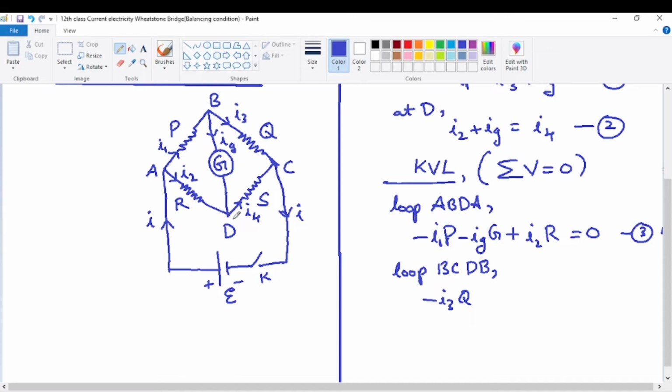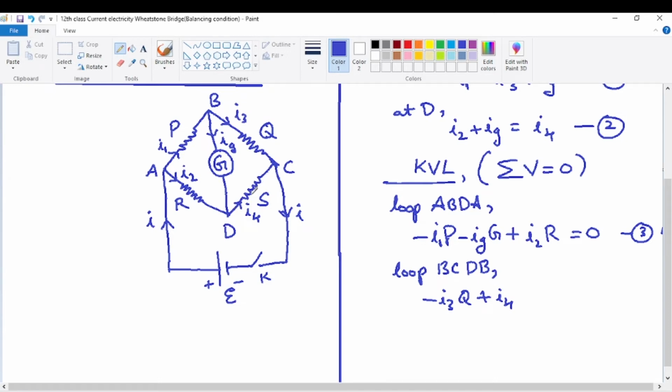Opposite direction of current means the change in potential, as you have just seen, is positive. So it is plus I4S. We should not follow this blindly. Everything is based on understanding. Potential difference or change in potential is what? Final minus initial. And we have seen in the previous loop itself that when we are going opposite to the direction of current, the change in potential is positive. It's plus I2R. The same way again here.